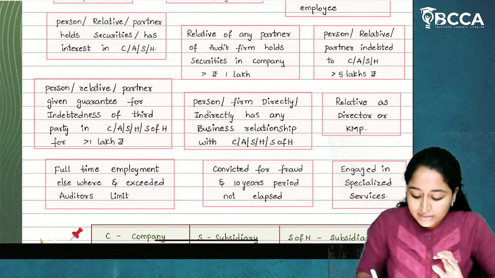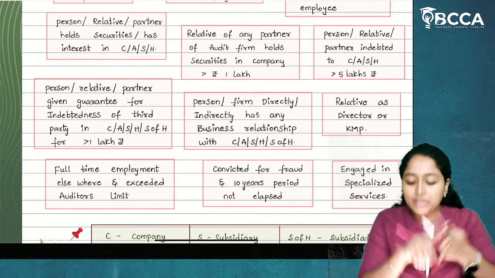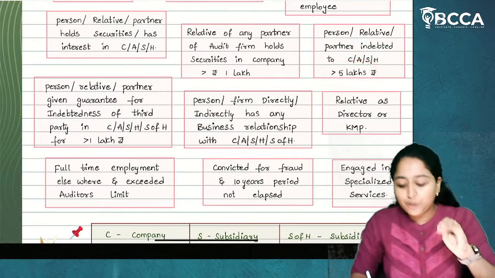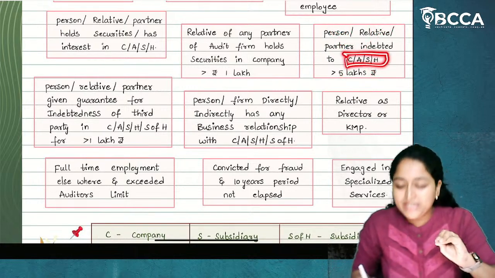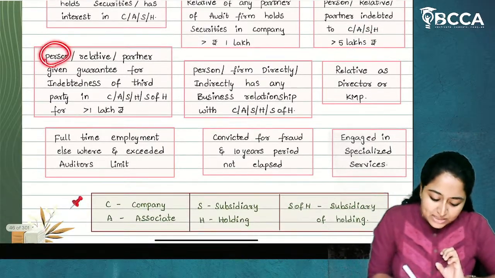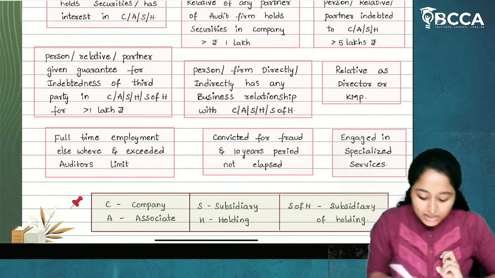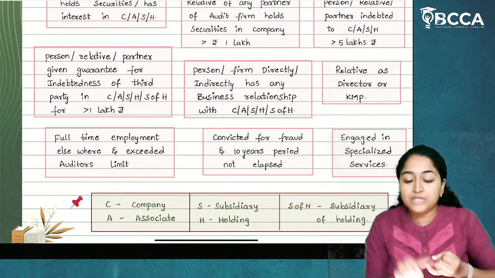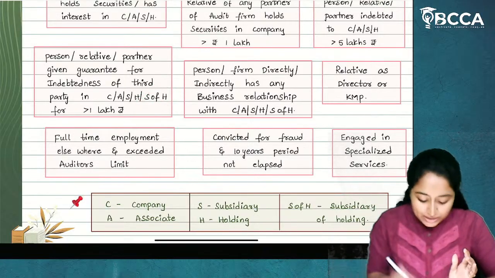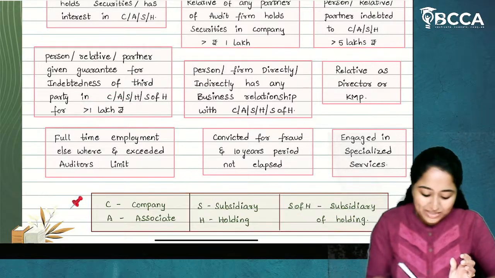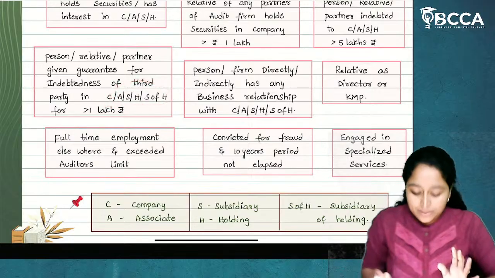Person or relative or partner indebted to the company, associate company, subsidiary company, holding company for more than 5 lakh rupees, then the person, relative and partner will be disqualified to be appointed in all these companies. Person, relative, partner who has given a guarantee for the indebtedness of a third party in the company, associate company, subsidiary company, holding company. Here there is an additional point, a subsidiary of the holding company, for more than 1 lakh rupees. Then all of them are disqualified to be appointed in all these companies.